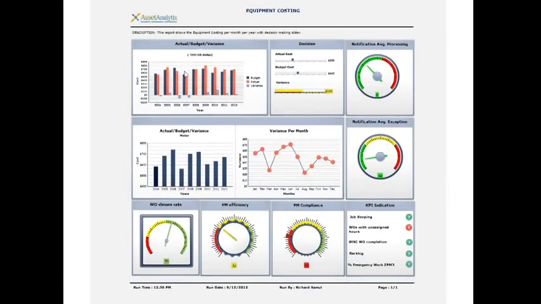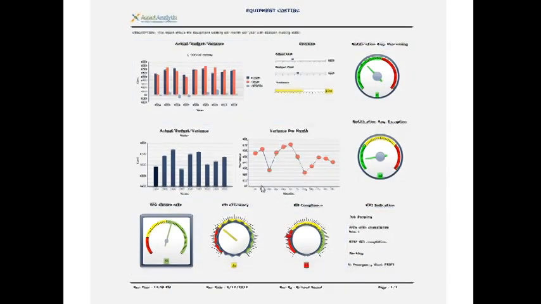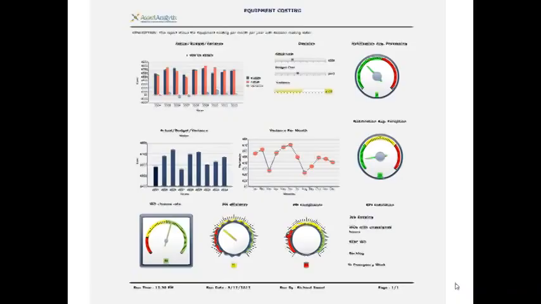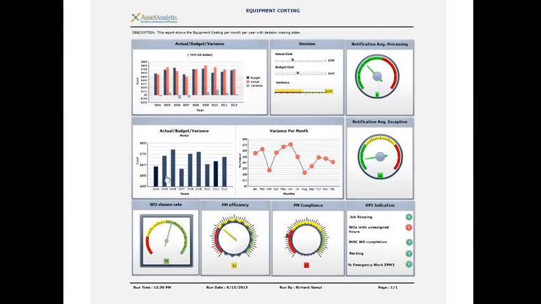Some of the examples here: once you define it, you can put it into a dashboard like this. Again, this is an example where one can look at different KPIs and look at how they are defined. Let me see how this works.